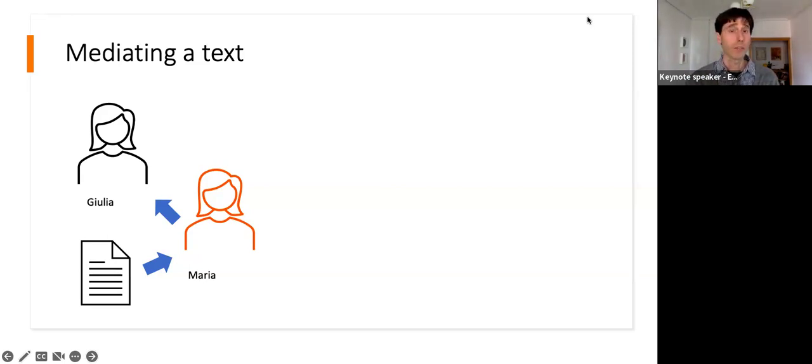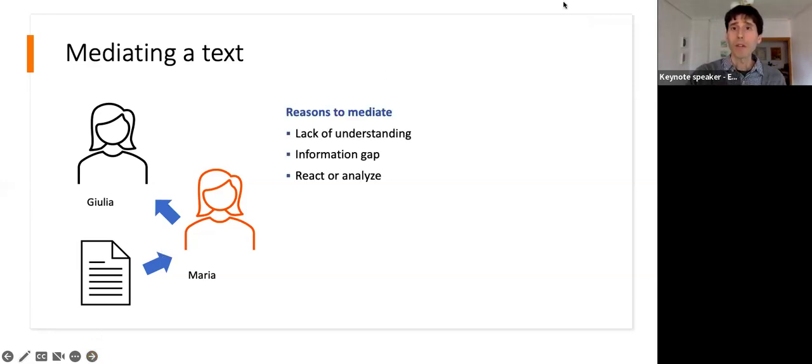And this text could be a spoken text, something she's listening to, or it could be a written text, something she reads. It could be audio-visual, multimodal. It could be something she watches, or an infographic or anything like that. And then basically she's explaining it to Julia.